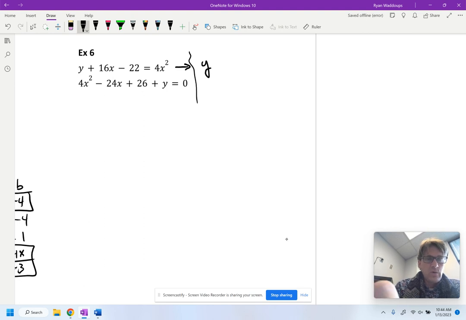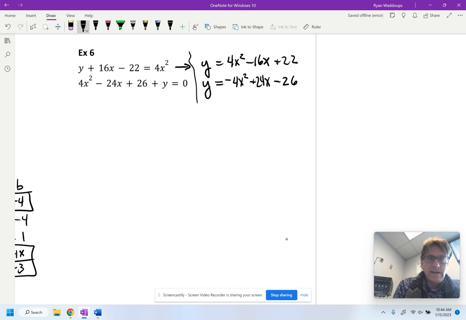Solving the first equation for y gives us y equals 4x squared minus 16x plus 22. The 4x squared was already on the right. I subtracted the 16x, and I added 22. Solving the second equation for y gives us y is equal to minus 4x squared plus 24x minus 26. So I just subtracted 4x squared from both sides, I added 24x to both sides, and I subtracted 26.